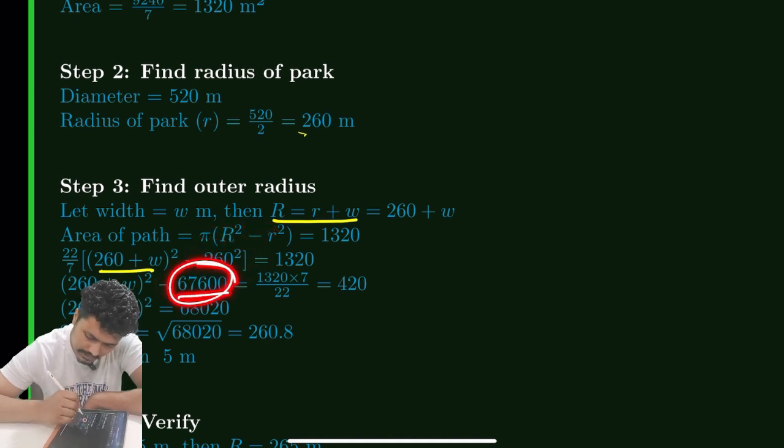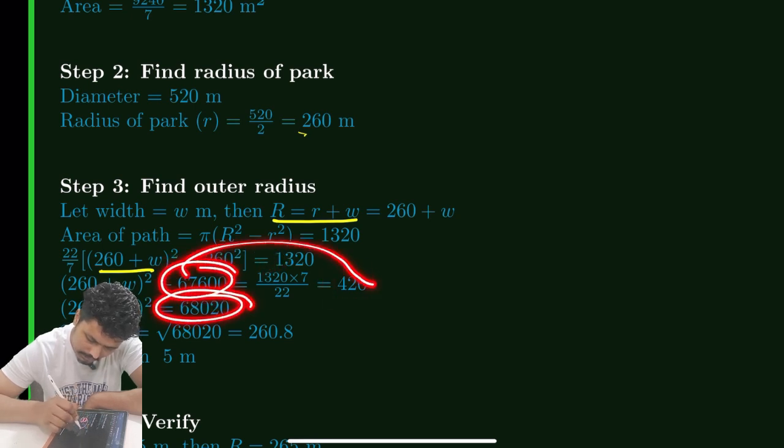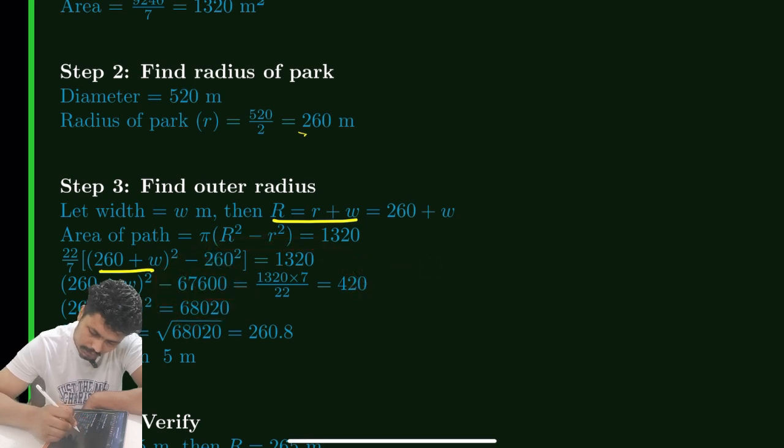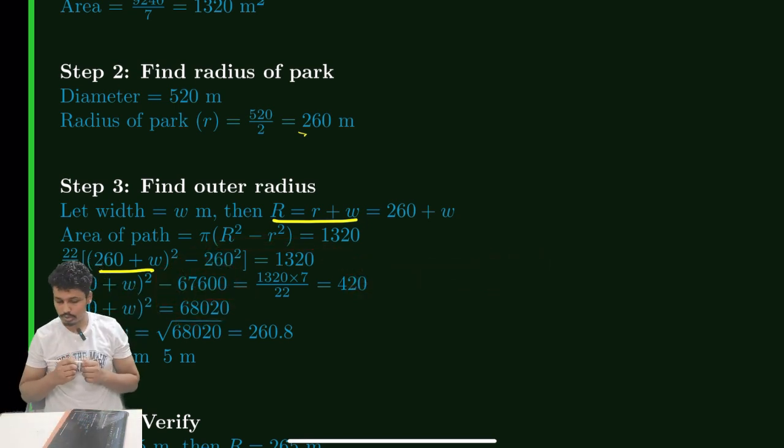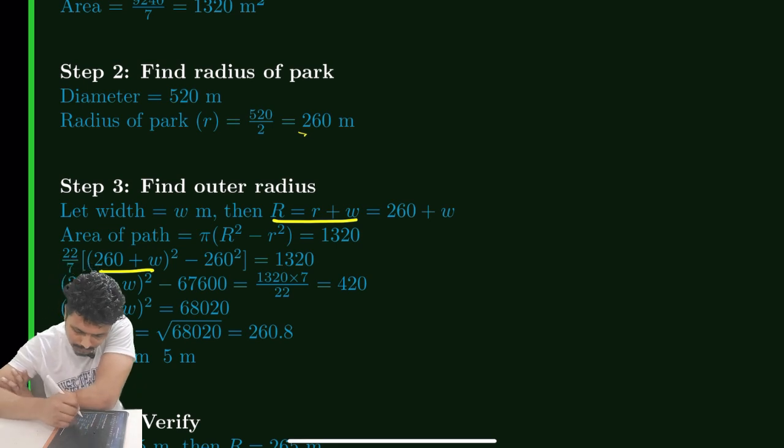260 whole square is this one, 67600. Now if I take this one, 420 plus this one, if I transfer this side, it will be 67600 plus 420, so it will be 68020, okay, and it will be 68020.